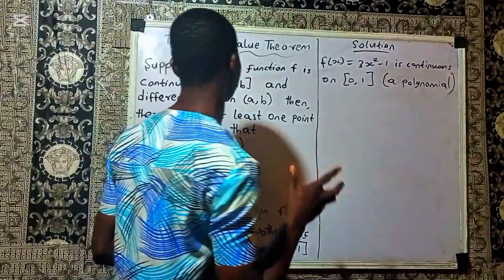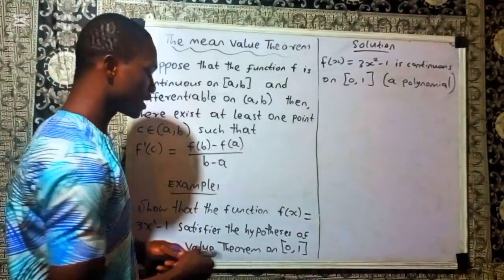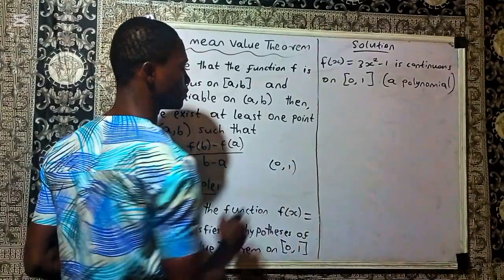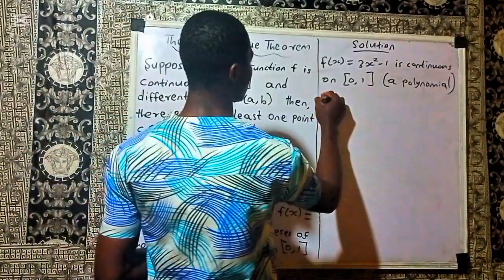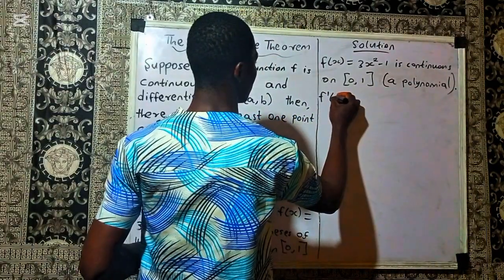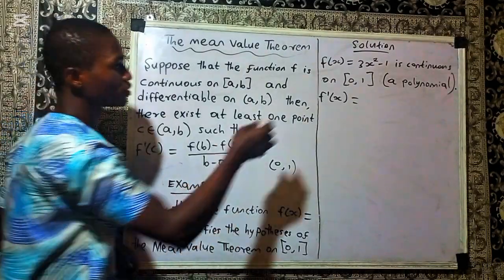Now, the next thing you have to check is whether the function is differentiable on the open interval. What is the open interval? Open interval 0, 1, right? So let's differentiate the function. f prime of x. So what is the derivative of this function?